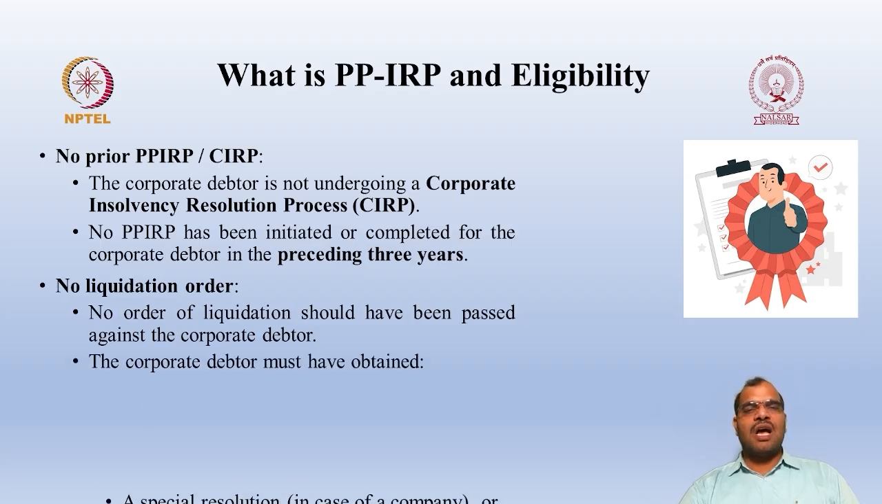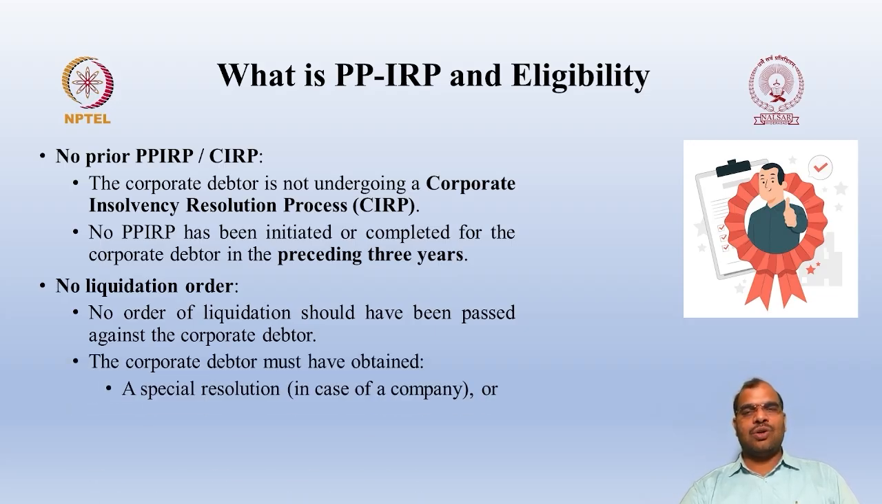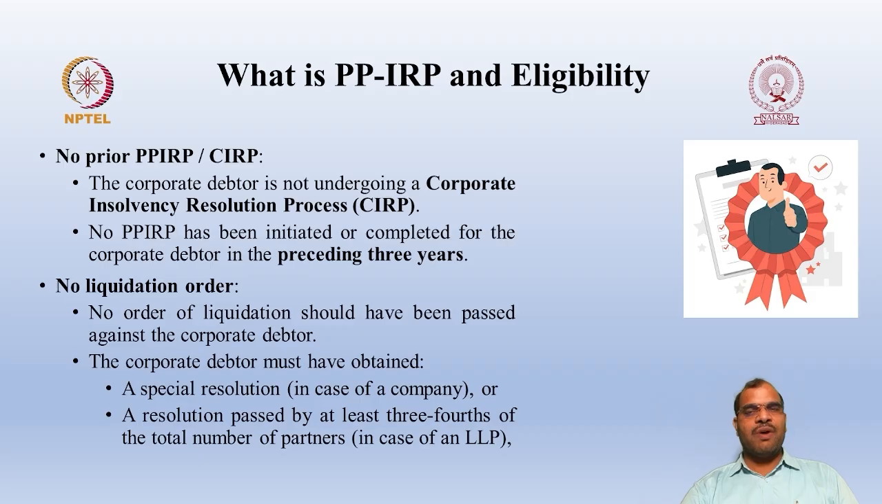Then the corporate debtor must have obtained a special resolution. What are the procedural aspects to be followed? A special resolution is to be passed. You are expected to conduct the general meeting, and at the general meeting, pass the special resolution, or a resolution passed by at least 3/4 of the total number of partners. In case of an LLP, there is no concept of special resolution, so you need to pass the resolution with a 3/4 majority.